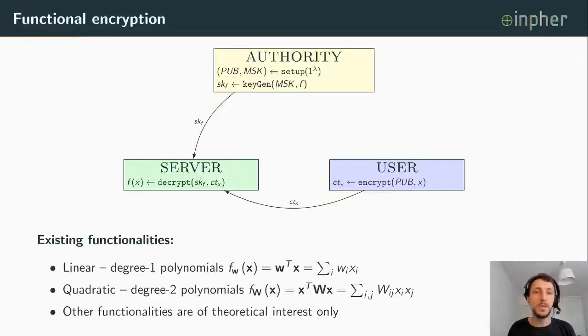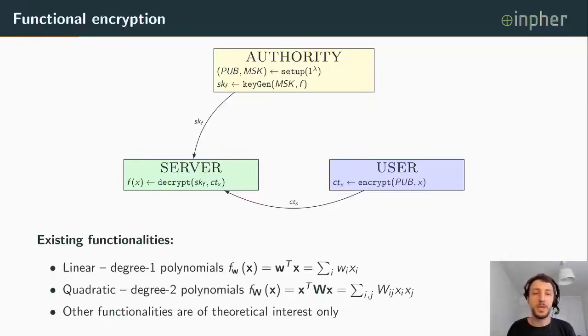What is functional encryption? Functional encryption is a public key encryption scheme where three parties are involved. We have a user, a server, and an authority party. The user encrypts its data X using a public key, and the authority has the possibility to generate a special type of secret key which is associated to a functionality F. The server can use this special secret key in order to decrypt the user data X. And contrary to usual public key encryption schemes, the server will not obtain X in plain, but it will obtain the application of the functionality F over X.